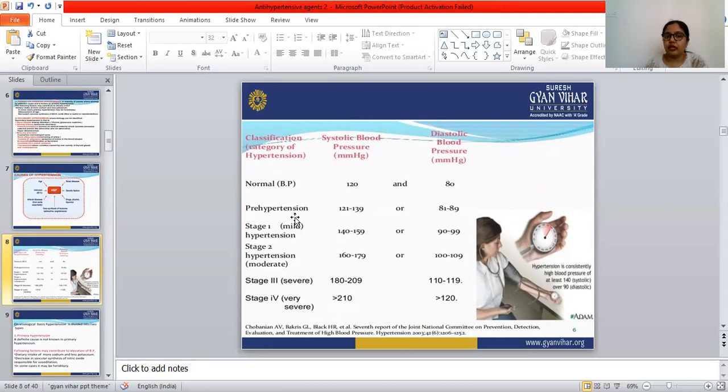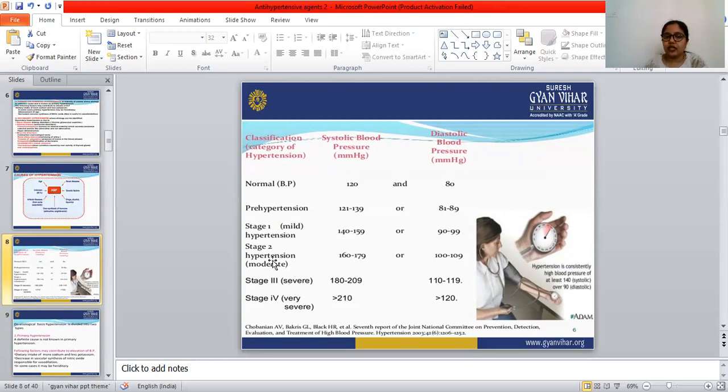In pre-hypertension, the systolic blood pressure ranges between 121 to 139, and the diastolic blood pressure ranges between 81 to 89. In stage 1, mild hypertension, the systolic blood pressure ranges between 140 to 159, and the diastolic between 90 to 99. In stage 2, moderate hypertension, the systolic ranges between 160 to 179, and the diastolic between 100 to 109.